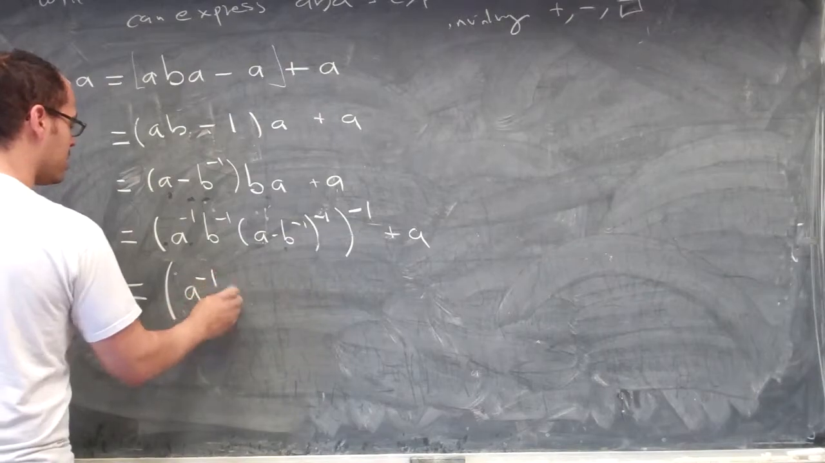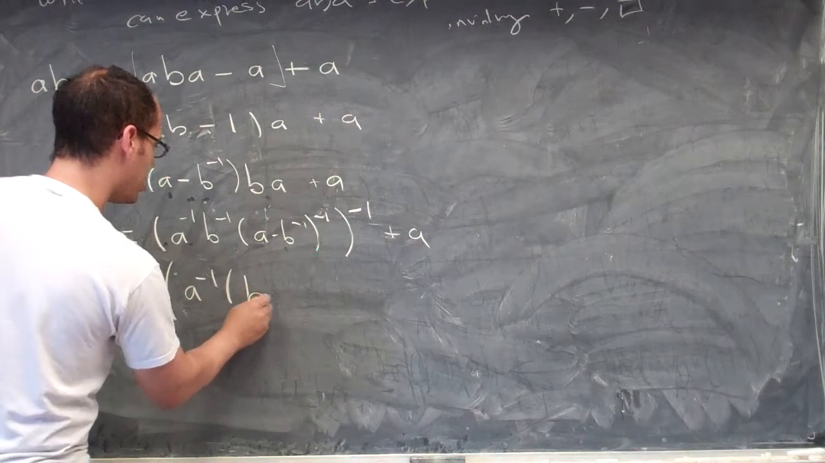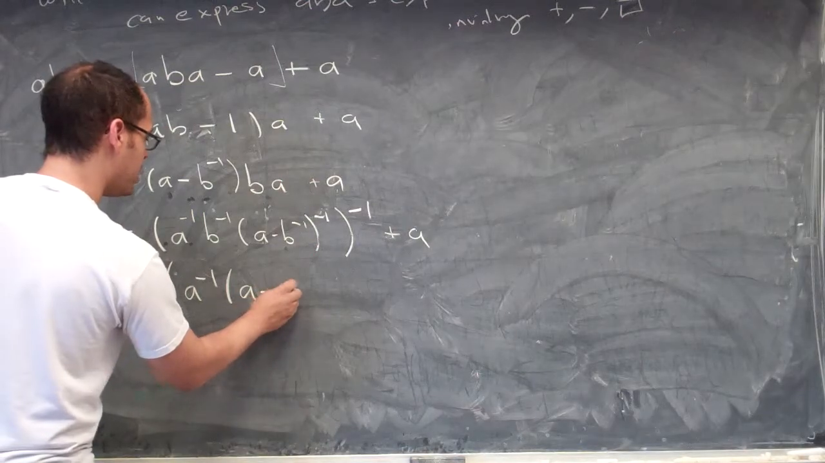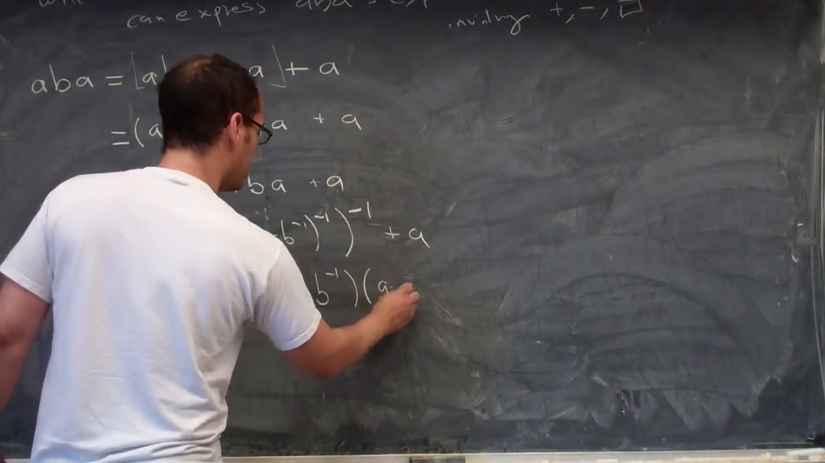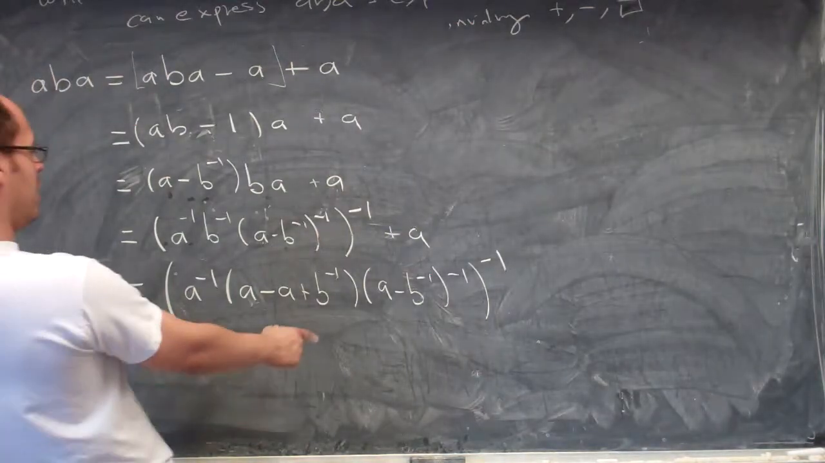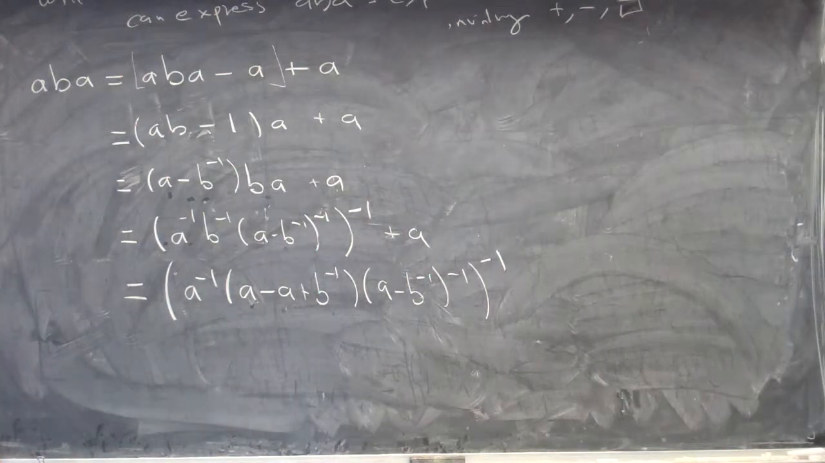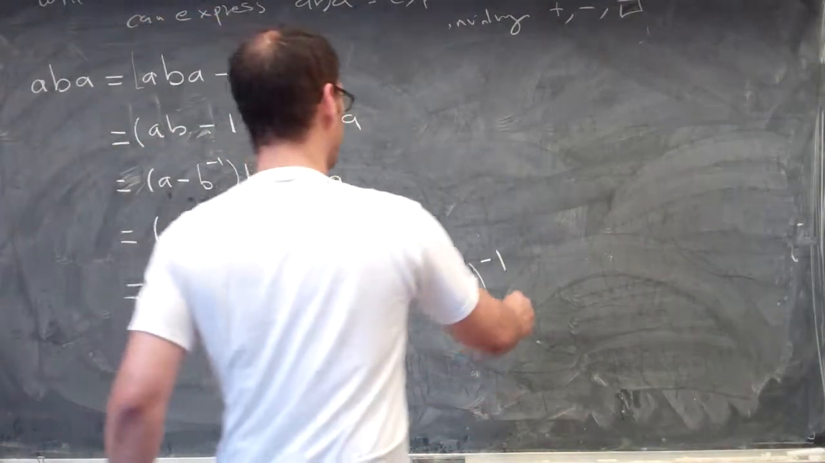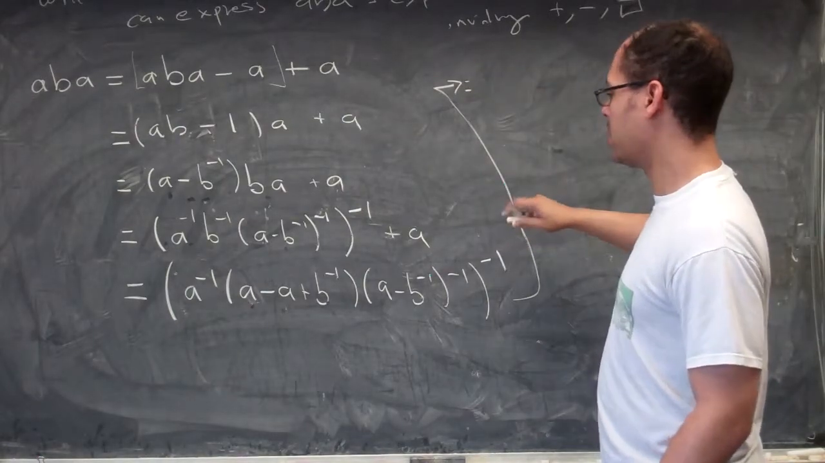Okay. But to make it a little bit clearer how that works, let me add and subtract an A. So I'll look at A minus A plus B inverse, A minus B inverse, inverse, inverse. So I've just rewritten B inverse as A minus A plus B inverse. And if I group these guys together, let me continue over here, just so that I don't run out of space.